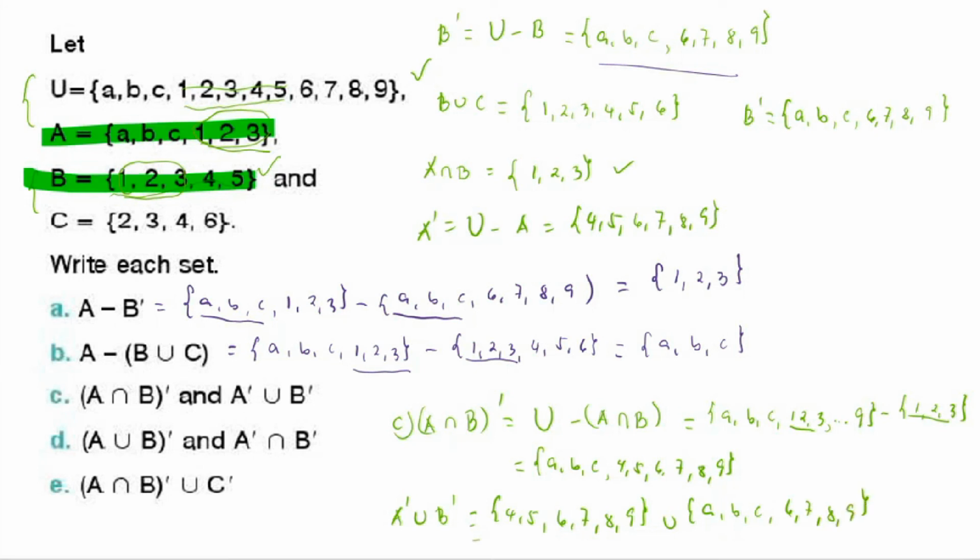If we find the union of the two sets, let's combine everything. I'll start now with the letters. We have A, B, C, and then we have 4, 5, 6, 7, 8, 9. So are they the same? Let's compare this one with this. A, B, C, A, B, C, 4, 5, 6, 7, 8, 9. Okay, so they are just the same.